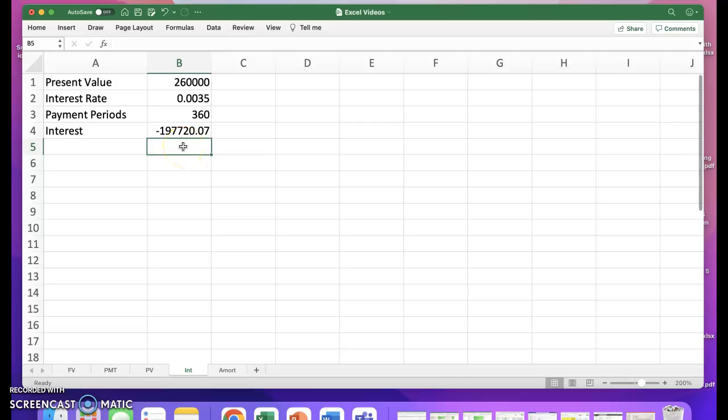Now, look at this number, $197,720.07. That is how much interest I will pay over the course of a 30-year loan on a $260,000 house. So it's almost like you're buying an additional house. I mean, almost $200,000 is a lot just in interest. So it's really interesting to see how much interest you're going to pay over the course of your loan.